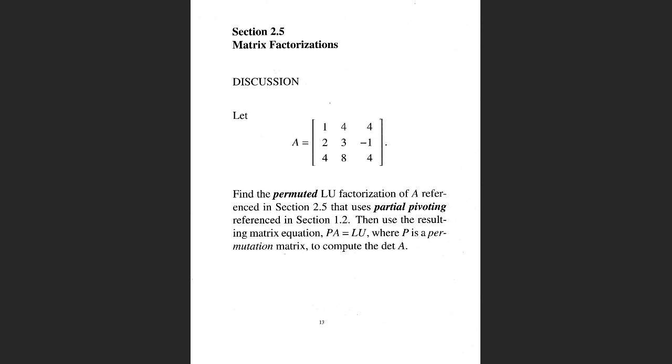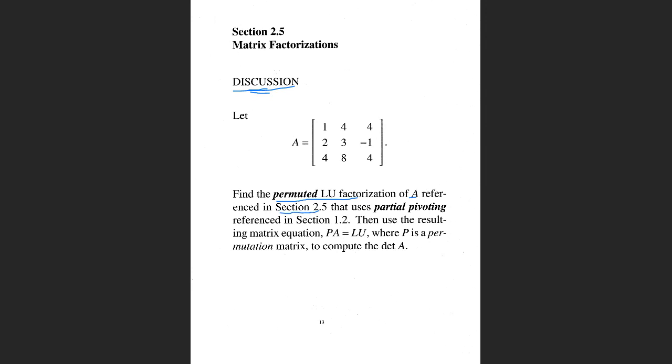Okay, so let's see here. In this little discussion example, I'm doing this so that you can understand what the introduction to MATLAB Assignment 2 is talking about, so you can understand what they mean. We want to find the permuted LU factorization of the matrix A, referenced in section 2.5.